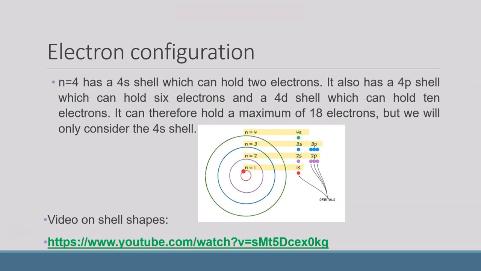There's a very, very useful visual video on shell shapes because it is very, very confusing to understand what all these orbitals and shells mean and the high probability of finding an electron in that region. So just to help you visualize what we're talking about.